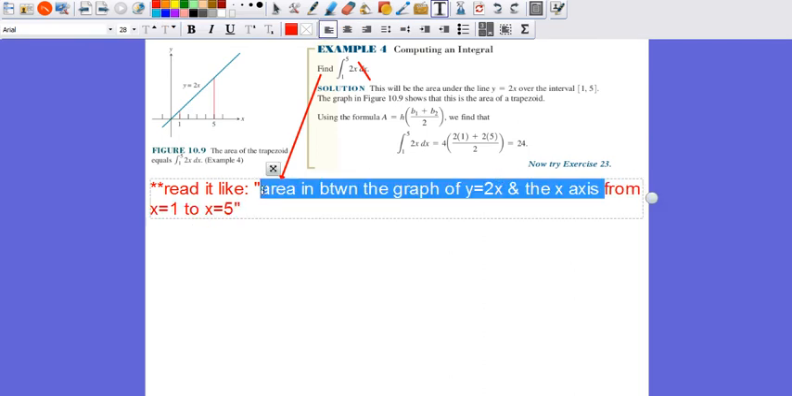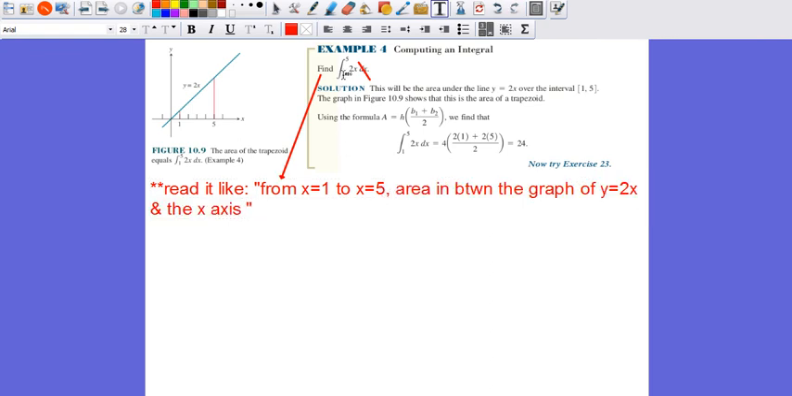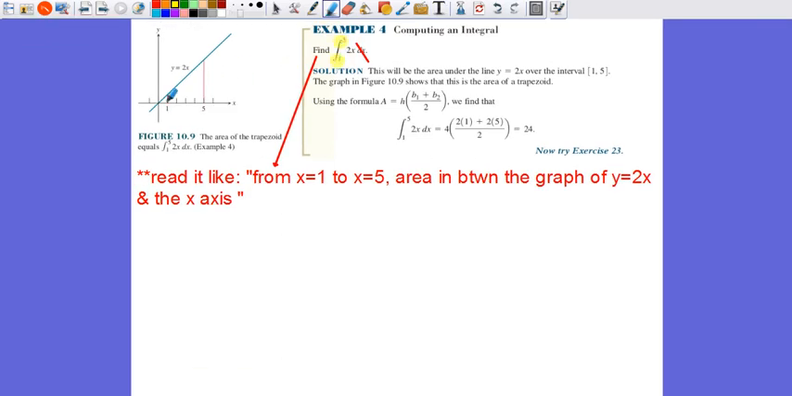Let me cut this and paste it here. Okay, so from the x value of 1 to 5, they want you to find the area in between the graph of y equals 2x and the x-axis. So long story short, they want you to find this right here, that trapezoid.